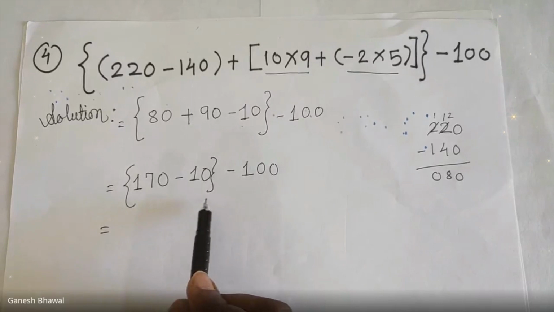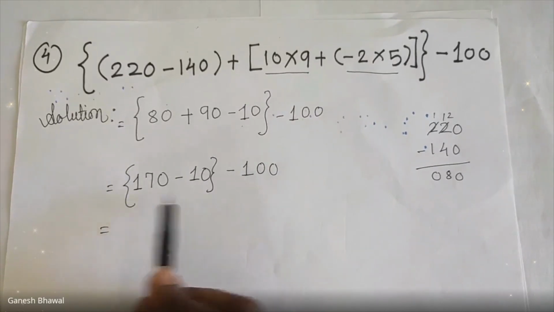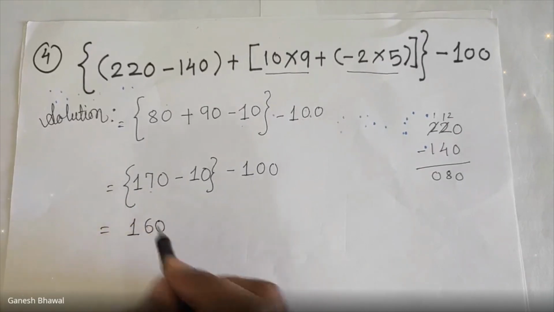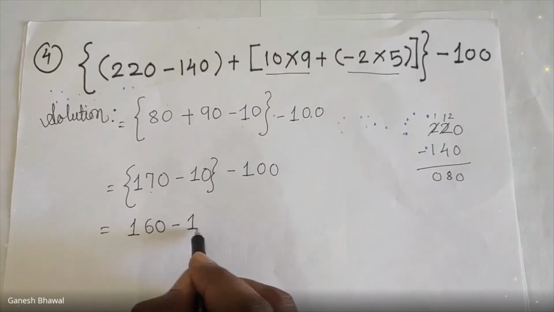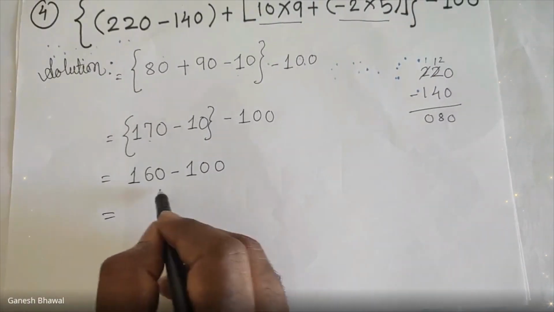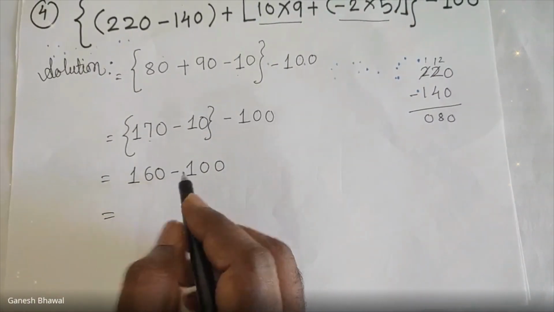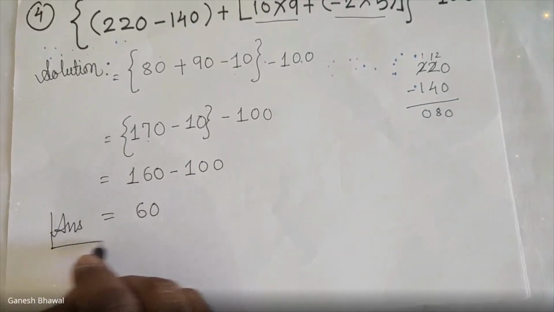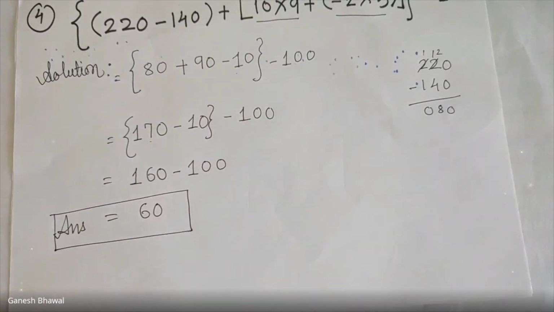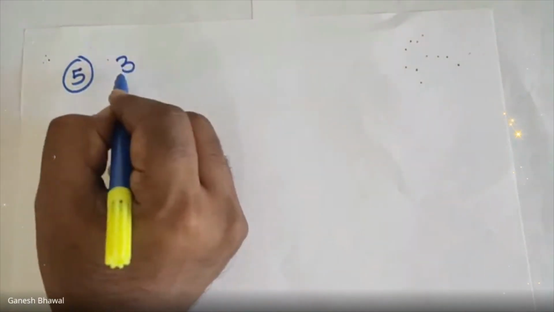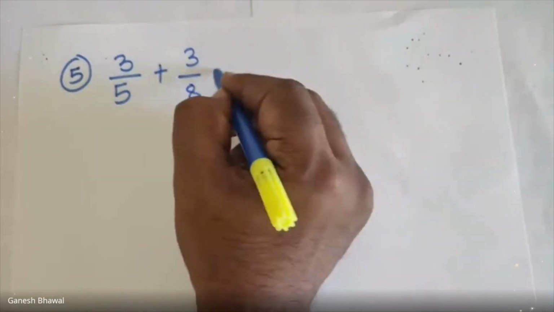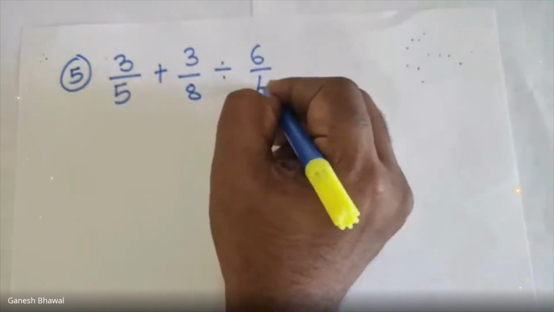As per the rule, we have to solve this bracket first. So 170 minus 10, answer is 160, then minus 100 we will take, and at last 160 minus 100 we get 60. So 60 is our required answer. Draw a box for your answer. Last sum, write down 3 by 5 plus 3 by 8 divided by 6 by 4.